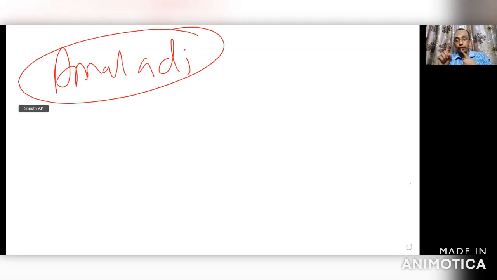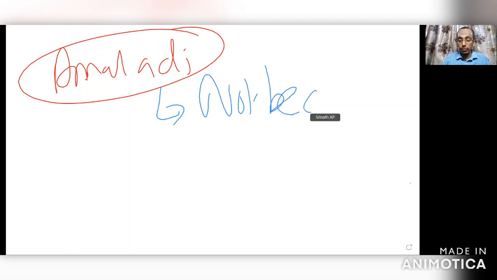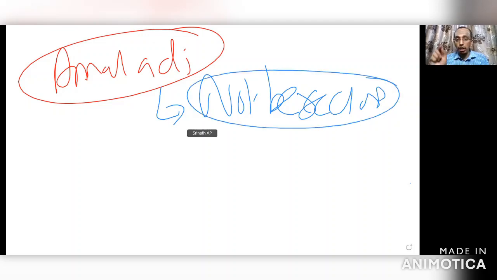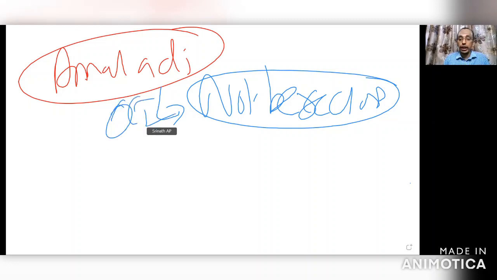Annual adjustment. We have items that would be reclassified to P&L and items that will not be reclassified to P&L. Anything that would be reclassified to P&L will anyway be reclassified in future, so you will not consider it now. So the annual adjustment would be only for items that would not be reclassified to P&L. This is in OCI. We are talking about OCI.